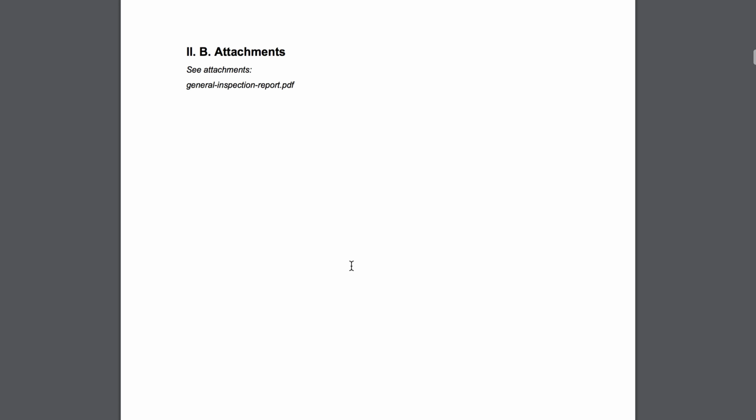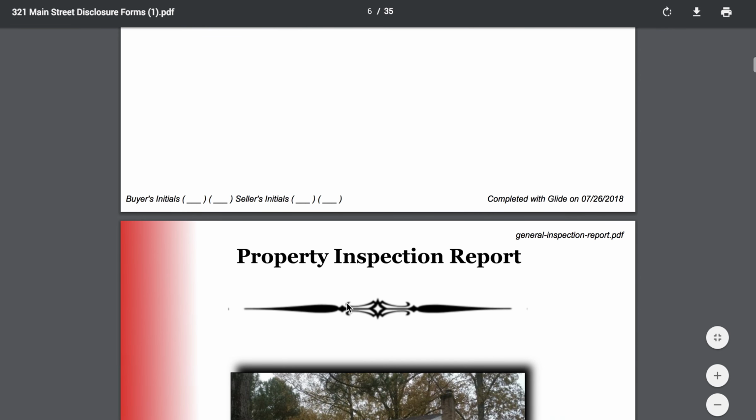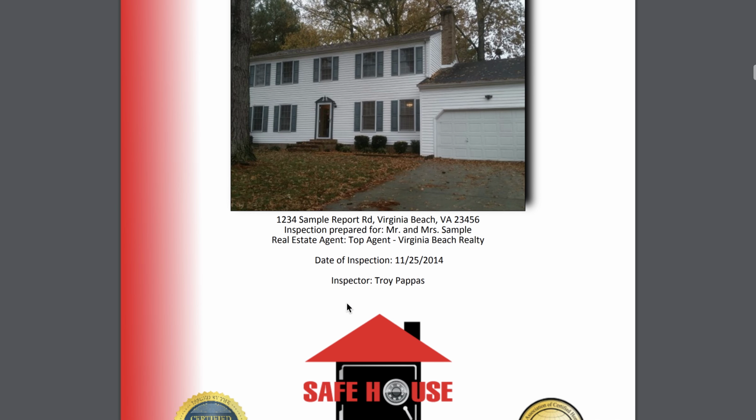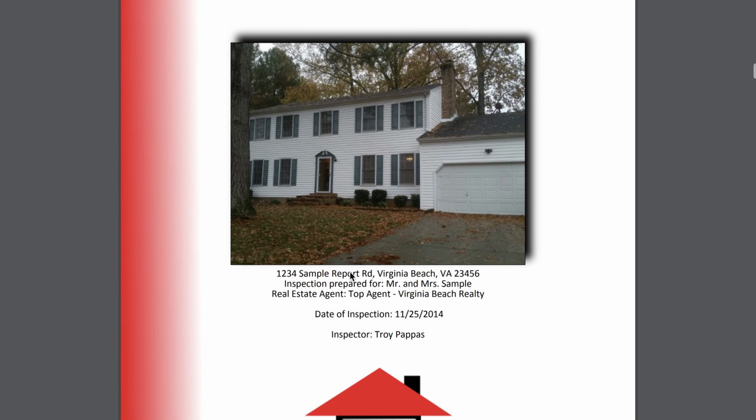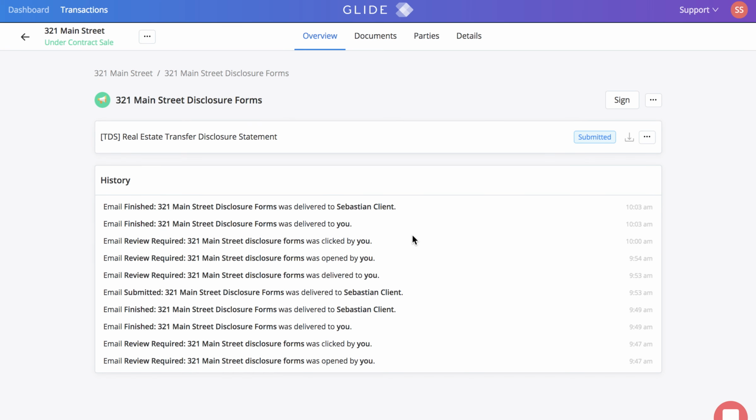And finally, if my client attached any documents to their submission, those attachments are going to be indexed and listed here. And then they're going to be attached in full at the end of the PDF document. So at this point, I'm pretty much done, but I can always see the full history of this form packet. I can download completed documents from Glide and continue to administer this form packet, which is going to be saved for me in Glide indefinitely.